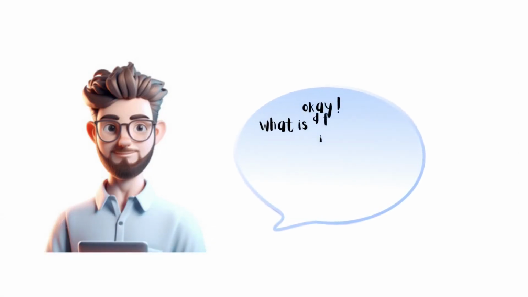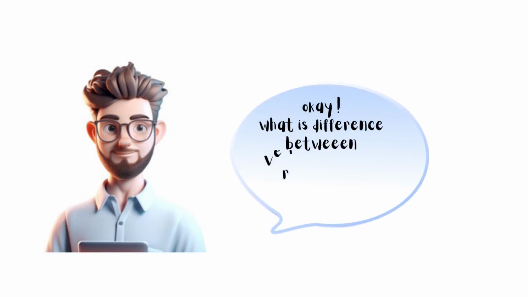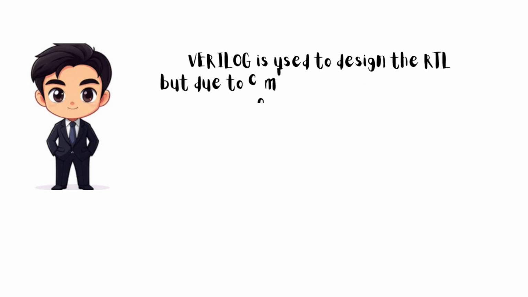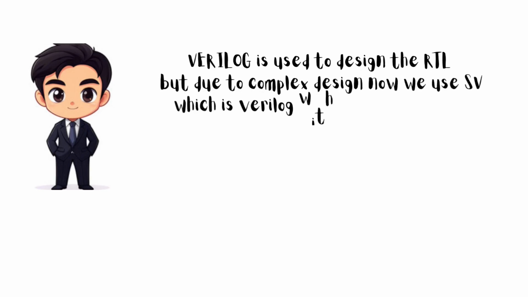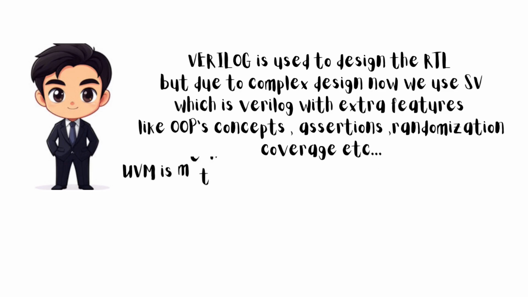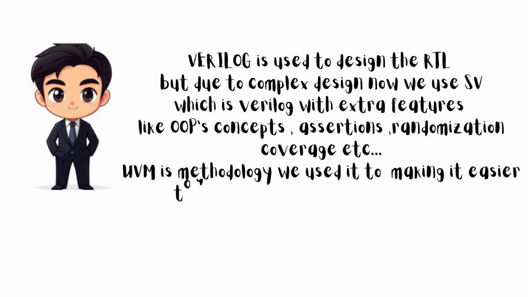Okay, what is the difference between Verilog, SystemVerilog and UVM? Verilog is used to design the RTL, but due to complex designs, now we use SystemVerilog, which is Verilog with extra features like OOPS concepts, assertions, randomization, coverage, etc. UVM is a methodology. We use it to make it easier to develop and maintain the testbench environment or verification environment.